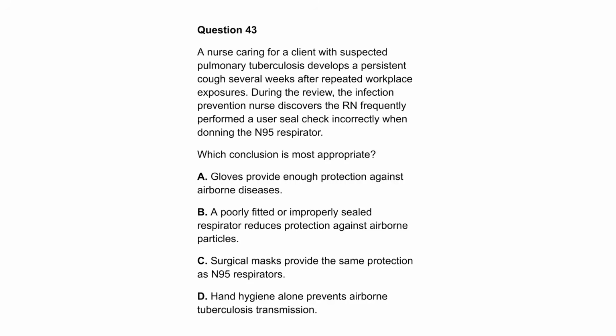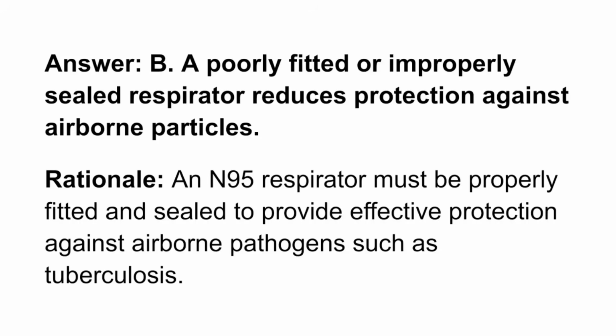A. Gloves provide enough protection against airborne diseases. B. A poorly fitted or improperly sealed respirator reduces protection against airborne particles. C. Surgical masks provide the same protection as N95 respirators. D. Hand hygiene alone prevents airborne tuberculosis transmission. Answer: B. A poorly fitted or improperly sealed respirator reduces protection against airborne particles. Rationale: an N95 respirator must be properly fitted and sealed to provide effective protection against airborne pathogens, such as tuberculosis.